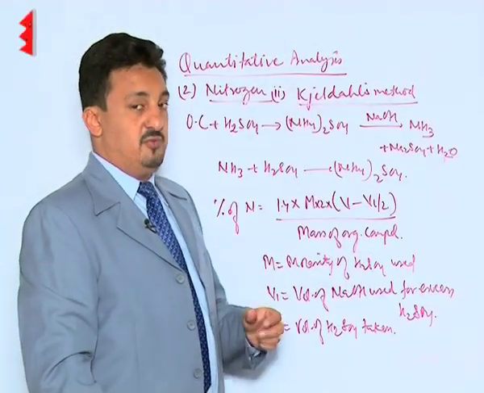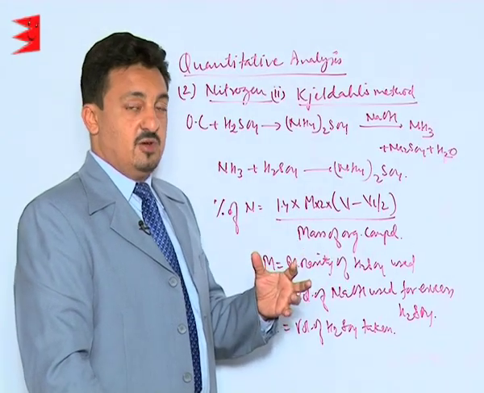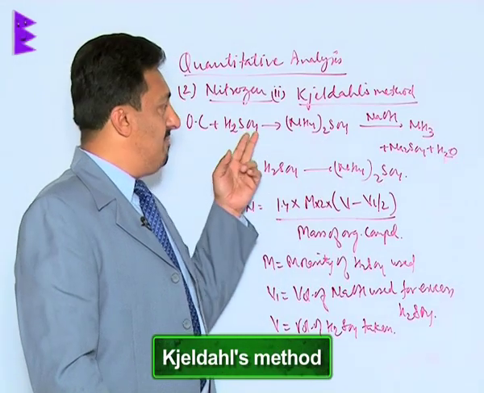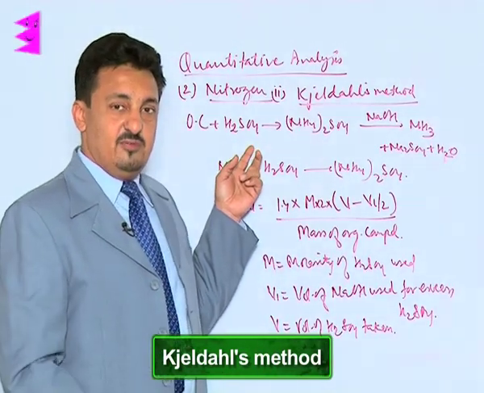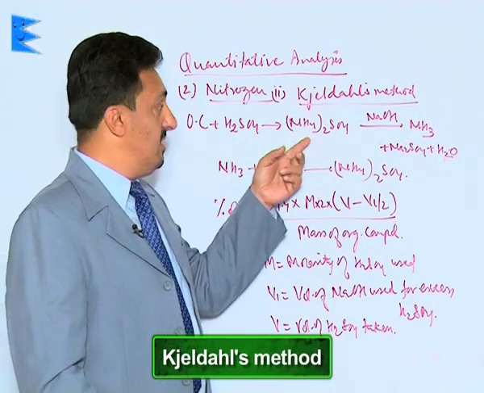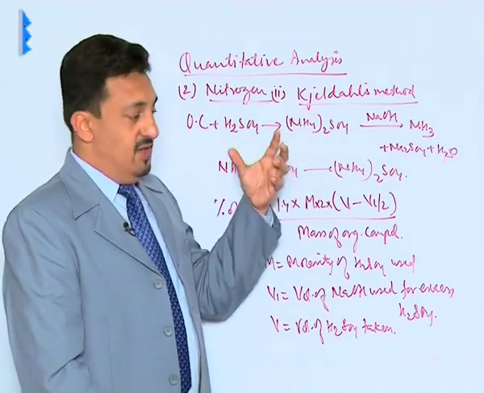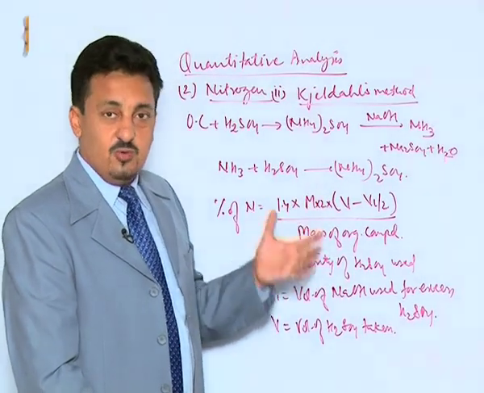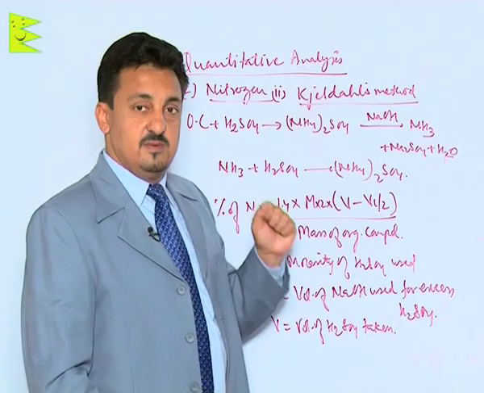The next method of finding out the percentage of nitrogen in the organic compound is called Kjeldahl's method. In this method, the organic compound is heated with concentrated sulfuric acid so that the whole of the nitrogen gets converted into what? Its salt, ammonium sulfate. Now that salt, when heated with NaOH, we know will produce ammonia. The whole of the nitrogen gets converted into ammonia.